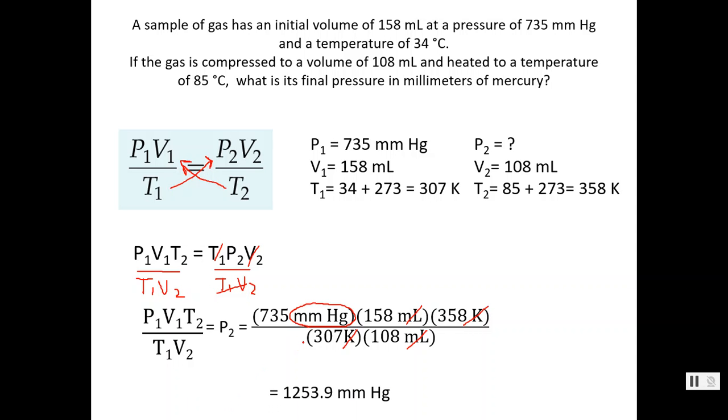I'm not going to be picky on sig figs here. Technically, it would just be 3 sig figs, but I would certainly accept this. The final answer being 1,253.9 millimeters of mercury. So that's how you would attack these problems that use the combined gas law.